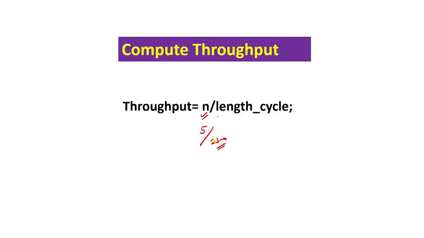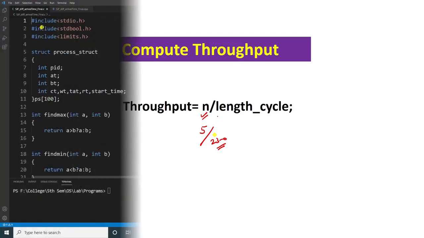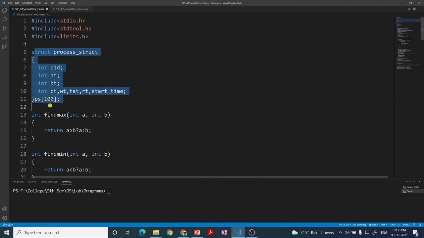Okay, so it will be 5.23. I hope now you have understood the code snippets, that how this SJF code will work. So now let's see the complete code of this program in C language. So here you can see we have the structure that I have discussed.